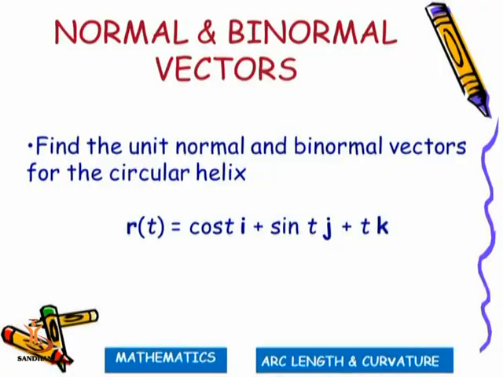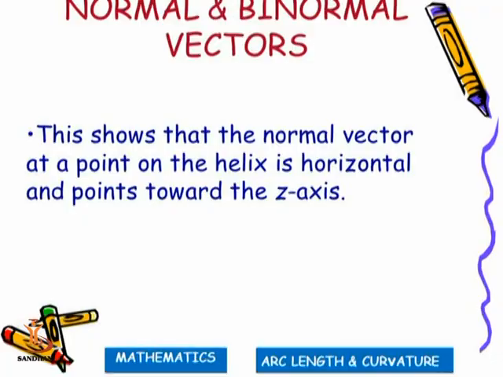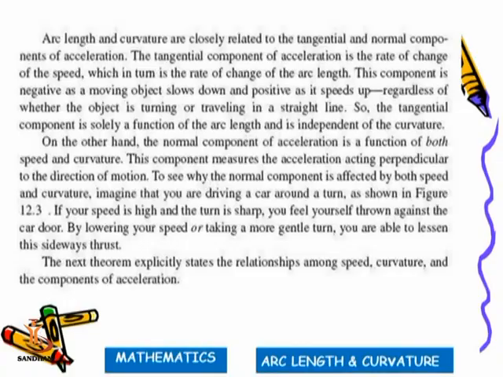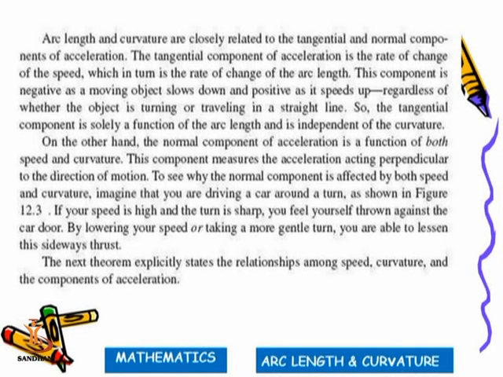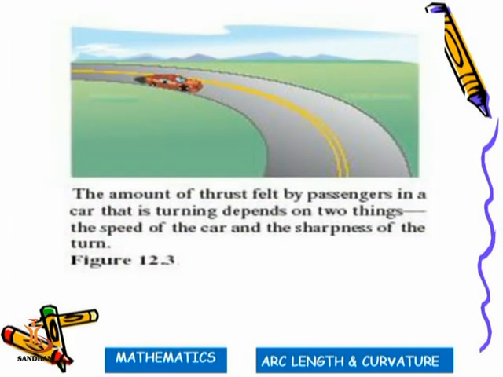At the last, I just want to show you how to apply curvature and arc length in problems. The problem is given here. The arc length and curvature are closely related to the tangent and normal components. The amount of thrust felt by the passenger in a car that is turning depends on two things: the speed of the car and the sharpness of the turn. When we take a turn while driving in real life, how arc length and curvature affect it, we saw in the last diagram.